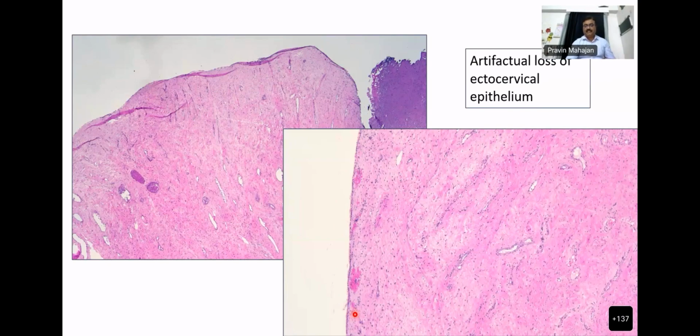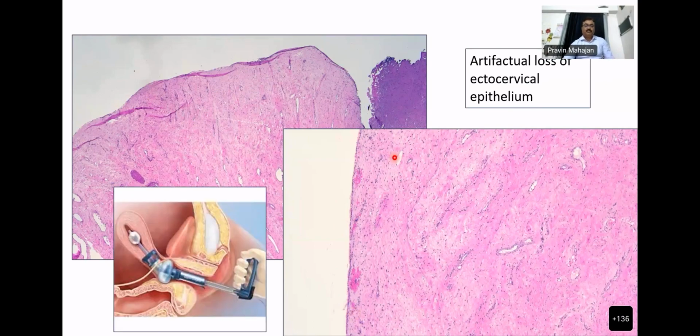But this is an artifact which is usually produced during laparoscopy, when they use something called a uterine manipulator to steady the uterus for laparoscopic excision or removal. And because of this friction, the superficial epithelium of the ectocervix gets denuded, and that's why it seems like there is artificial loss of ectocervical epithelium.